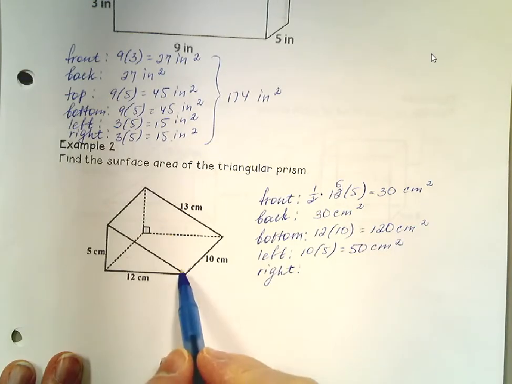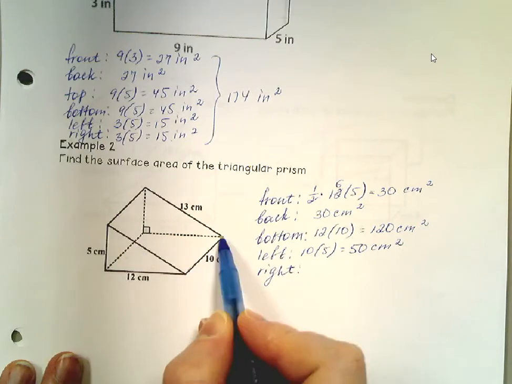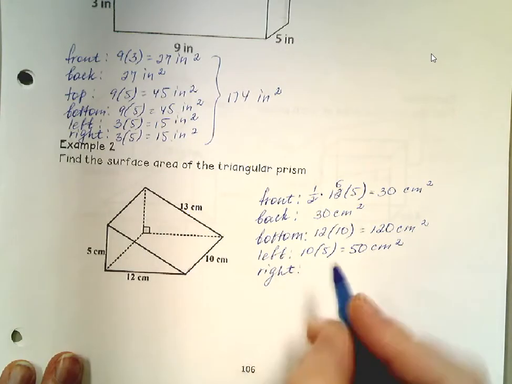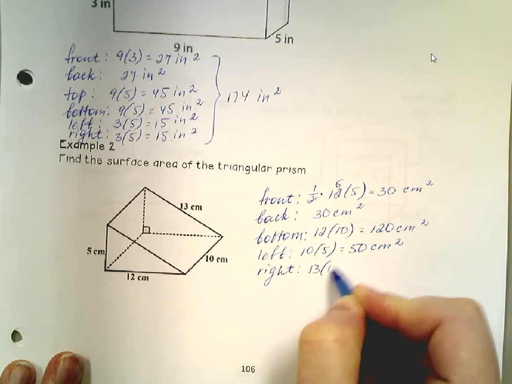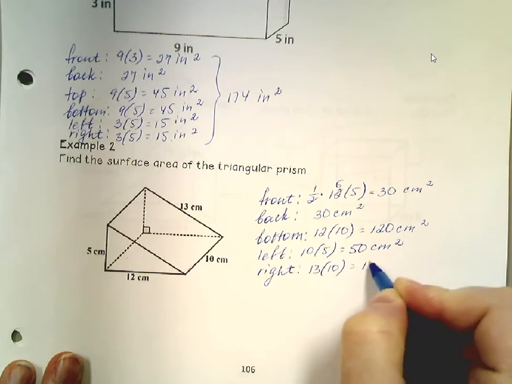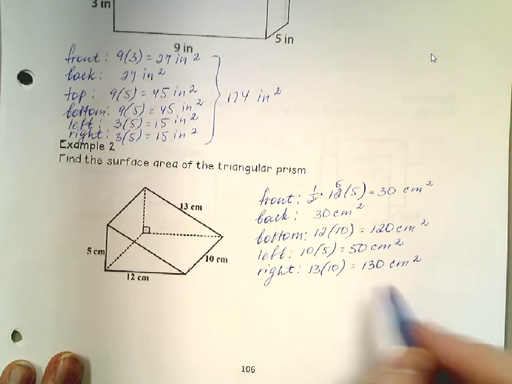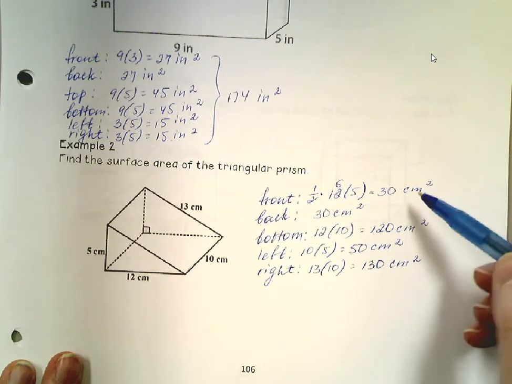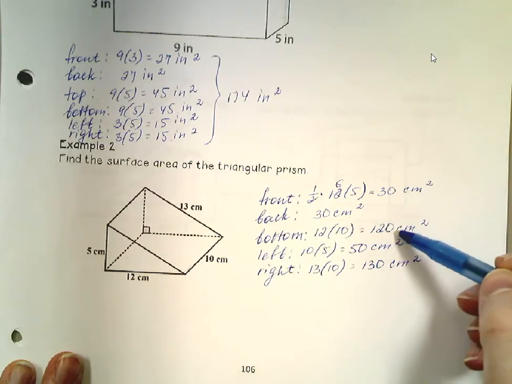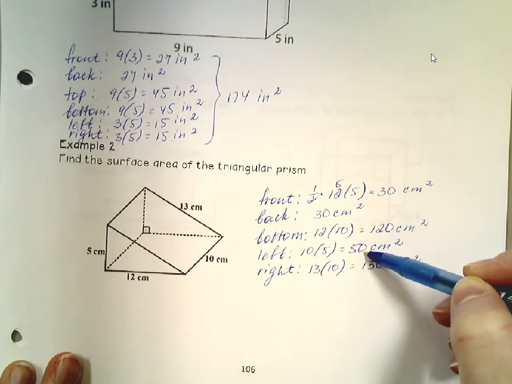And then we have right side, which is 13 by 10. That's where we need that 13. 13 by 10, and that is 130 centimeters squared. Now we will add them all together. And so we will have 60, 120, 180. 180 and 50 is 230.